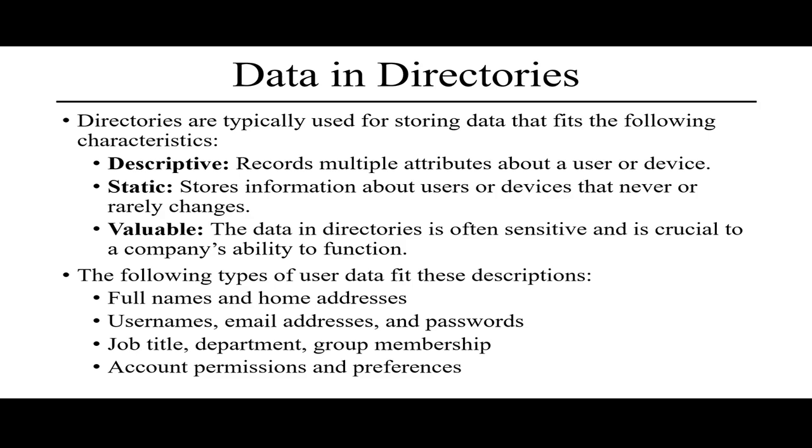Directories are typically used to store the following kind of data, data that fits these characteristics. The data in directories is usually descriptive. It records multiple attributes about a user or device, for example first and last name, email, sometimes phone number, group permissions and so forth. Static. This information is static. It stores information about users and devices that never or rarely changes. Somebody's name isn't going to change very often, if ever. A person's phone number is typically going to be pretty static. Group permissions do change a little more, but once they're changed, they typically stay that way for a long time.